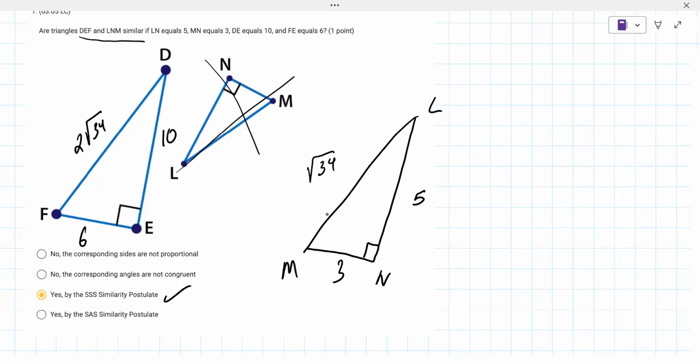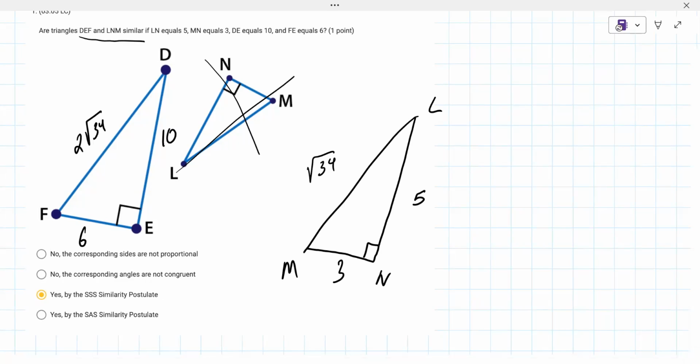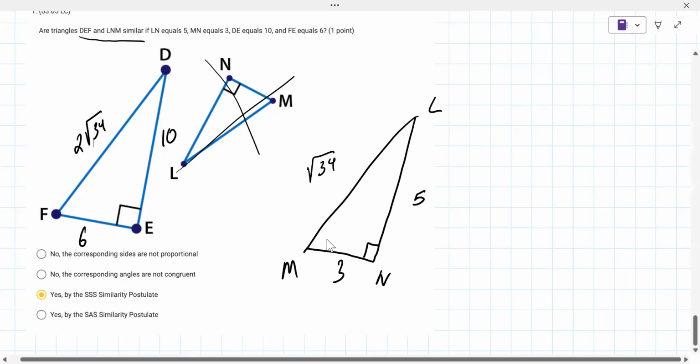But actually, hang on a second here. I didn't see this at first. I didn't see that there was SAS. Is there an SAS similarity? Yeah, there is. I have it in my notes over here. That's actually more consistent because you've got the sides and the angle between them.